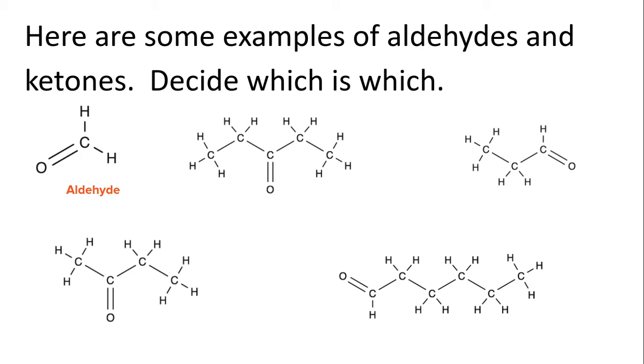The next one going across left to right is a ketone. Again, you've got that carbon double bond to oxygen in the middle. The next one is an aldehyde. This next one is a ketone. You've got the carbon double bond to oxygen in the middle. And then the last one, obviously the carbon to oxygen double bond is on the end, so that is an aldehyde. So how do we actually name these things?